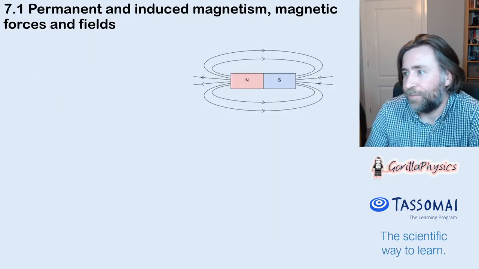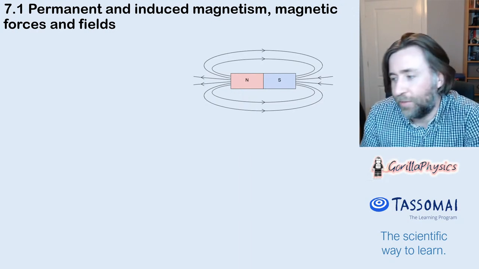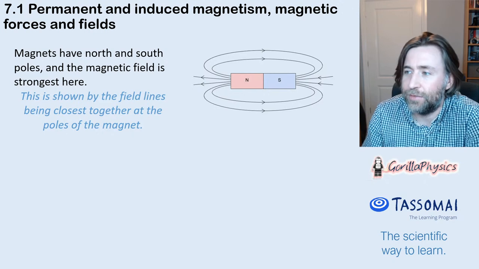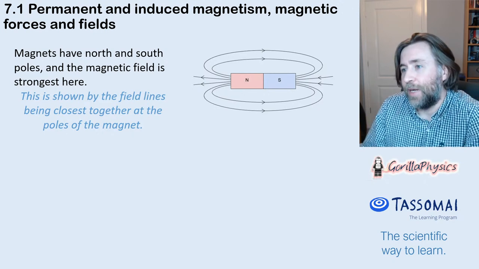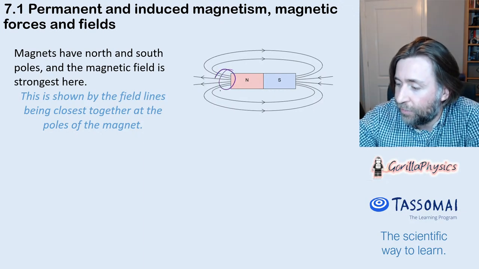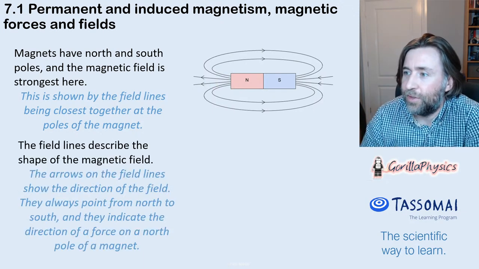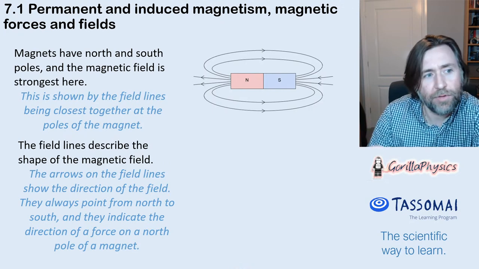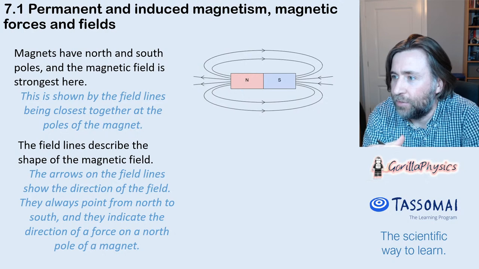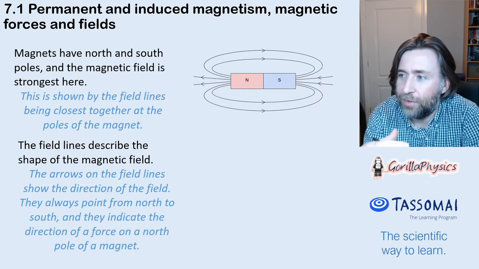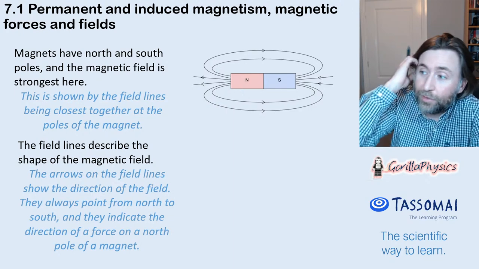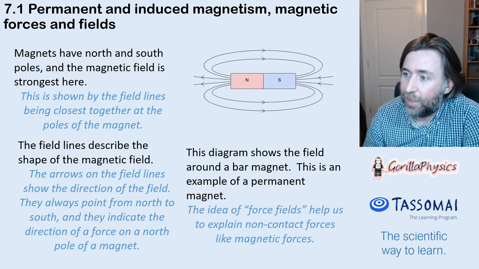Okay, so straight in with the magnetism stuff then. First of all, this is an example of a bar magnet, and this is the field lines around a bar magnet. Magnets have north and south poles, and the magnetic field is strongest there, which is shown by the fact that the lines are closest together at the poles. The field lines describe the shape of the magnetic field, and the arrows always point from north to south. That will allow you to explain magnetic behaviors.